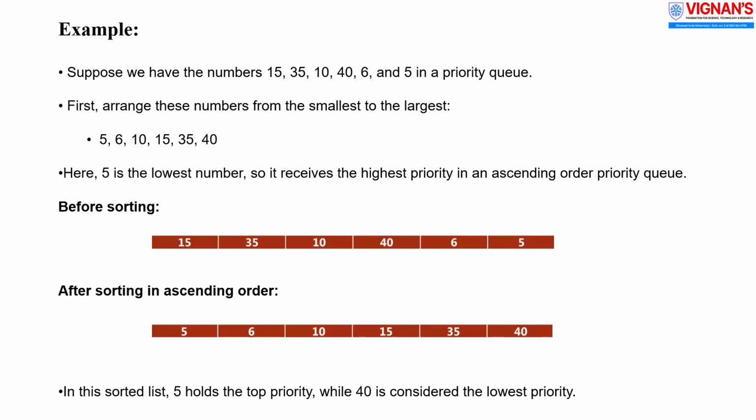Before sorting: 15, 35, 10, 40, 6, 5. After sorting in ascending order: 5, 6, 10, 15, 35, 40. In this sorted list, 5 holds the top priority, while 40 is considered the lowest priority.